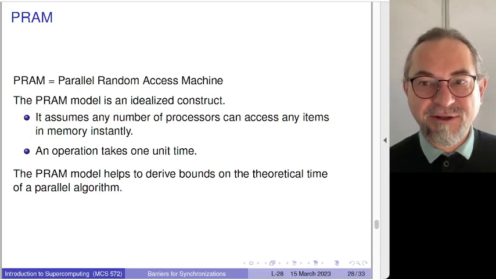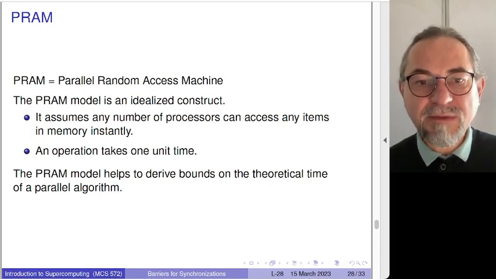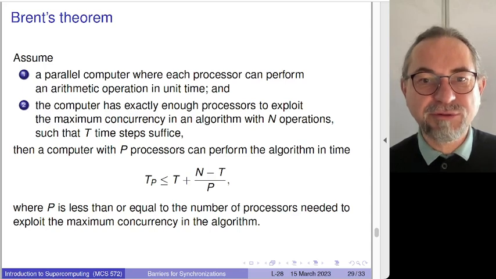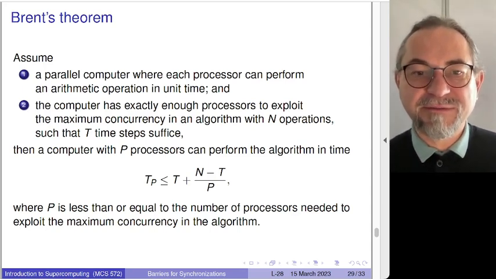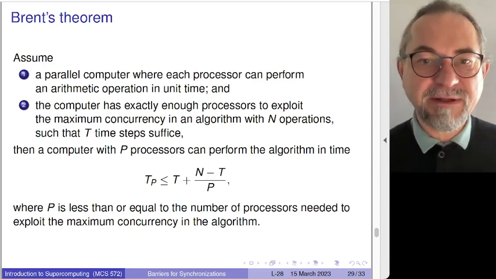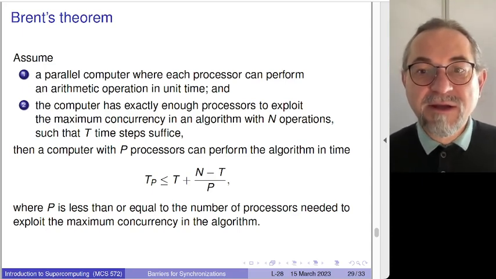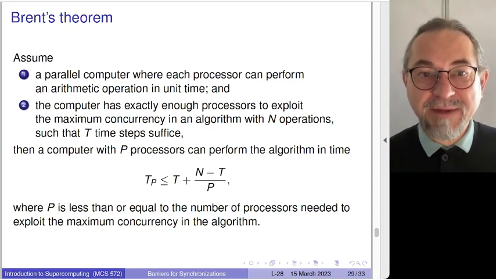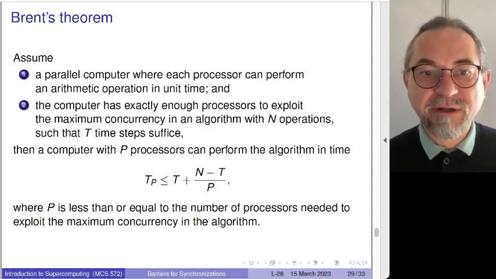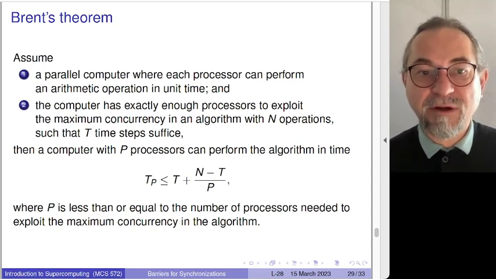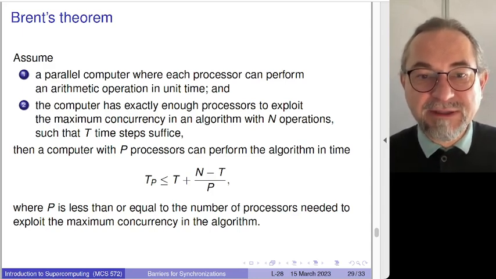The other simplification is that any operation takes 1 unit time. We've seen with pipelining also that this is a very simplified model, but it allows to derive the kind of theoretical speed up that can be obtained. So you have every processor can perform any arithmetical operation in unit time, and the computer has also enough processors to do this. So then we can compute the speed up.